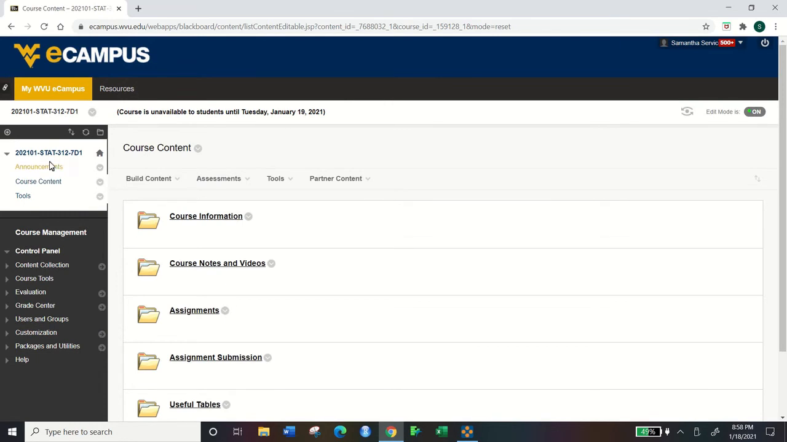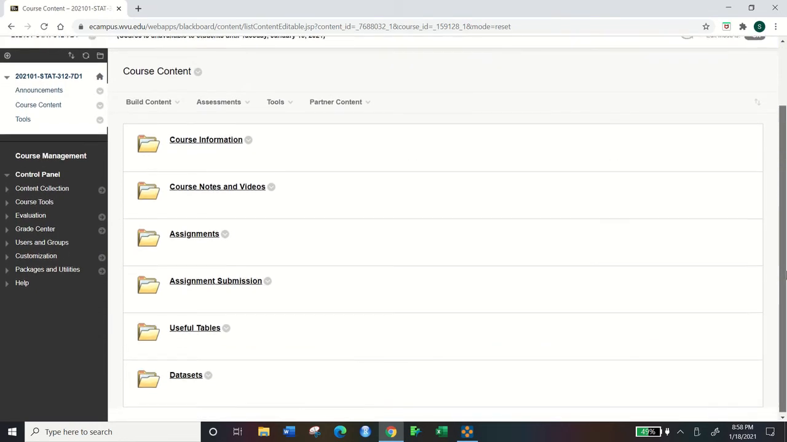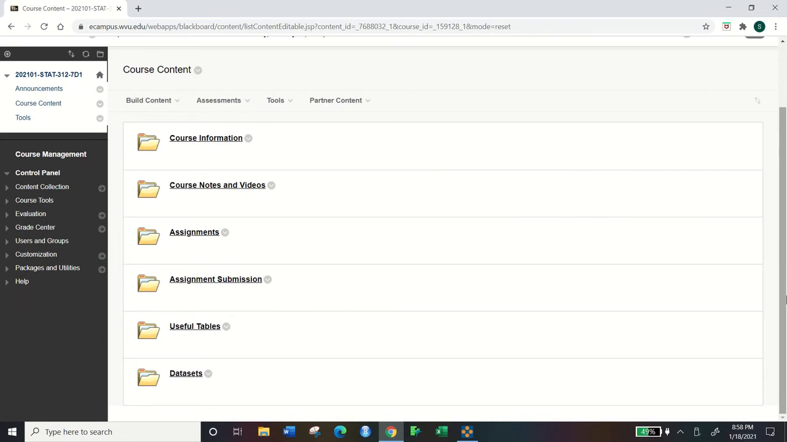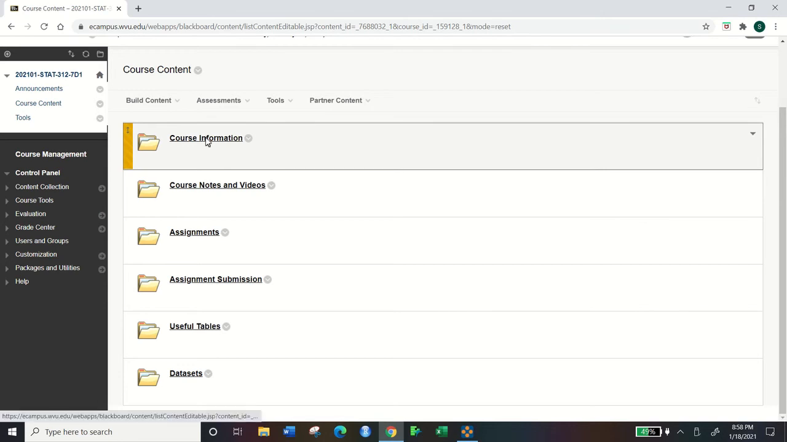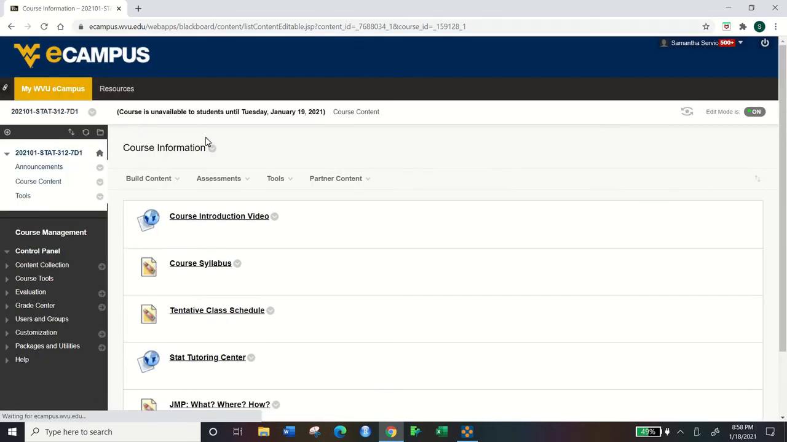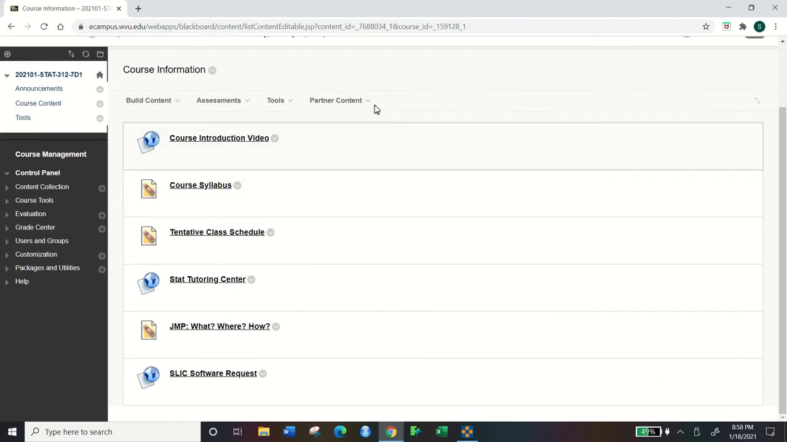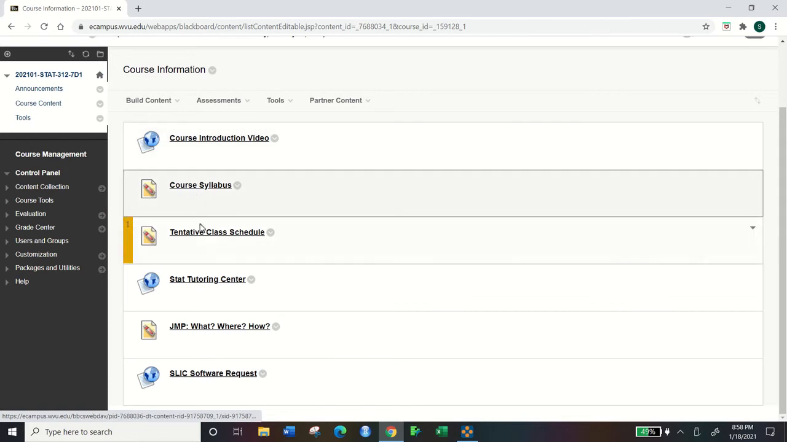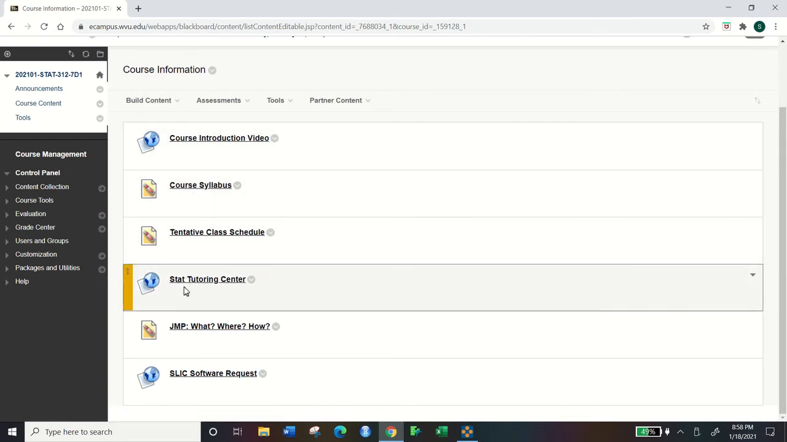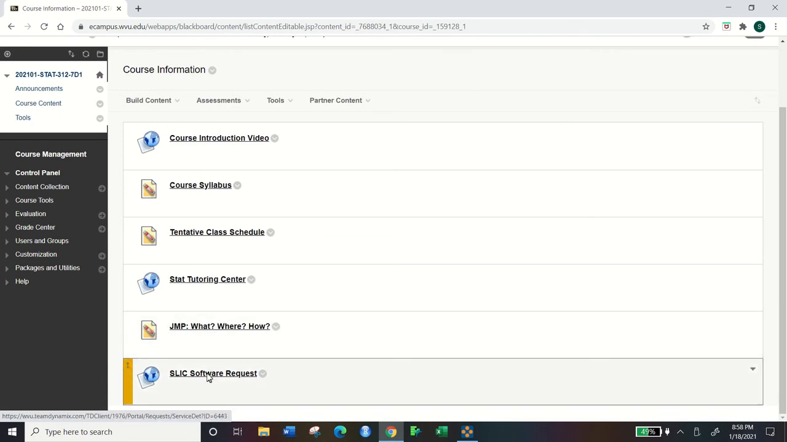Under the course content page, you can see where the meat of this course information, tasks, and assignments lies. To begin our little introduction video, let's take a look at the course information folder. Under our course information folder, you can see the link to the video you're watching now, your course syllabus, your tentative class schedule, the Stat Tutoring Center information on how to install JMP on your software, and a link to the SLIC software request. This is how you'll be able to get JMP on your computer.